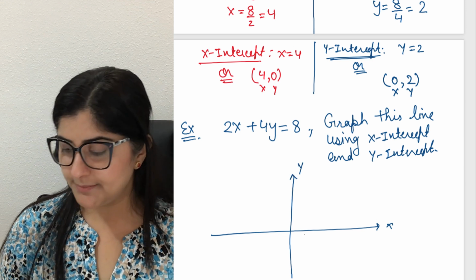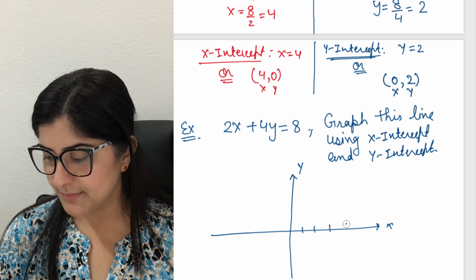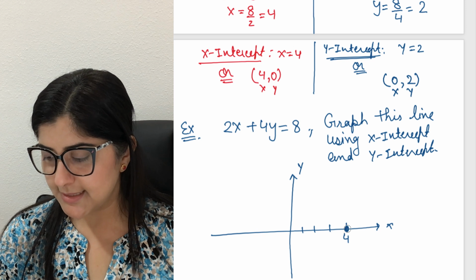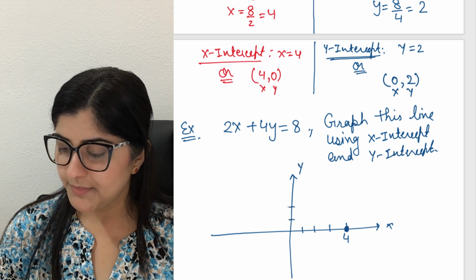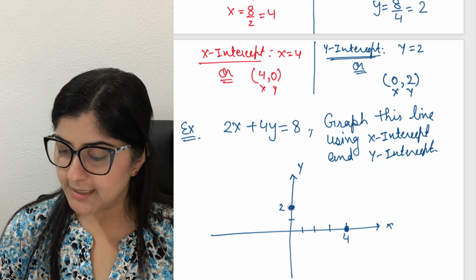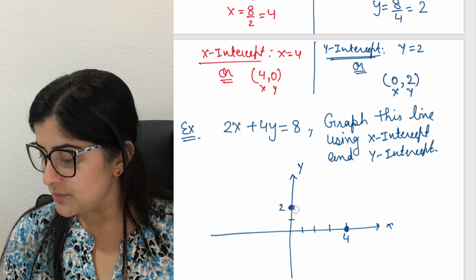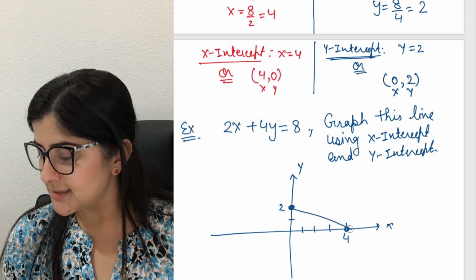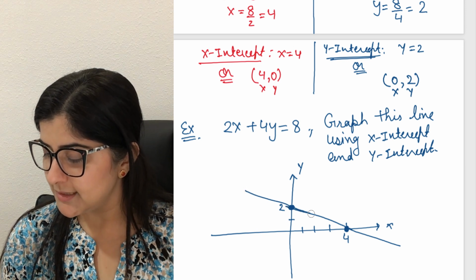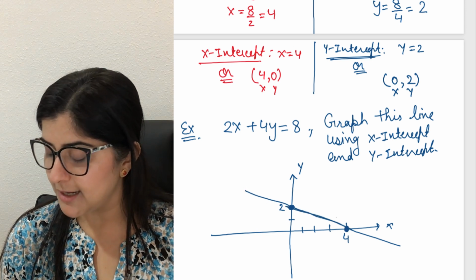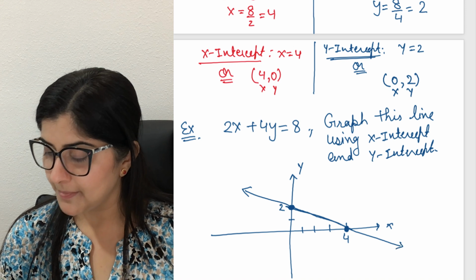Plot the x-intercept (4, 0). So this is the x-intercept. Plot the y-intercept (0, 2). So this is the point. Join these 2 points with a straight line and extend the line on both sides. So this is the line graph of the given line.